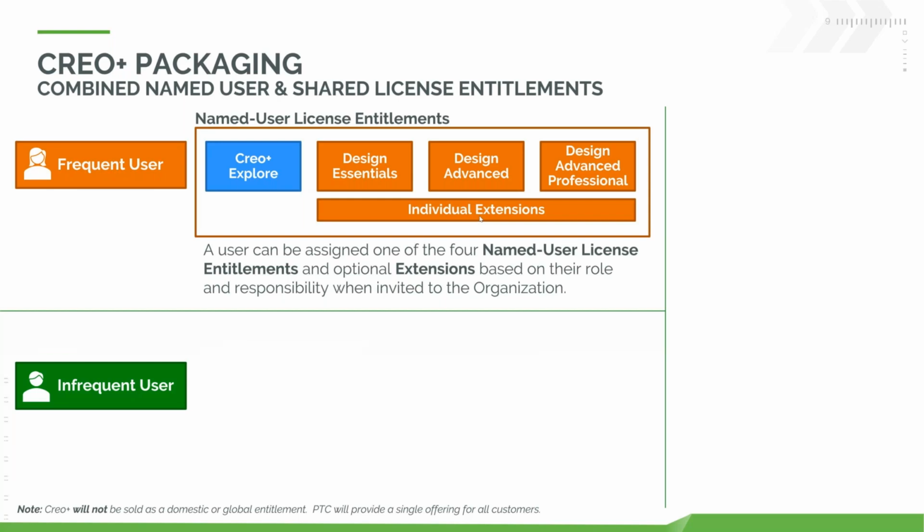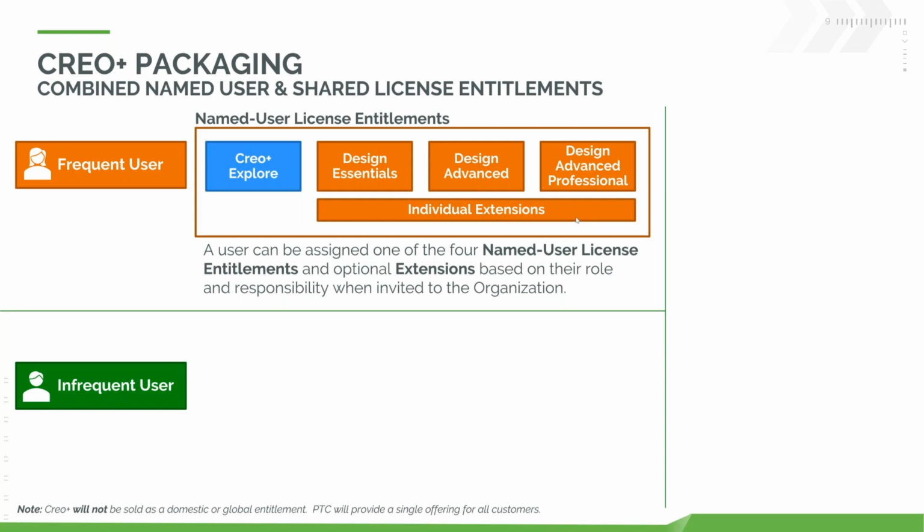So let's say, for example, I'm going to assign Nick, who's my expert user, both in traditional Creo, but then let's say manufacturing. I'm going to assign Nick the Design Advanced Professional entitlement. That's Nick's license today, tomorrow, and in the future. But more importantly, I'm also going to assign Nick the complete manufacturing extension because he's my manufacturing person. So Nick will have Design Advanced Professional because I assigned it to him, and complete manufacturing extension, again, because I assigned it to him.